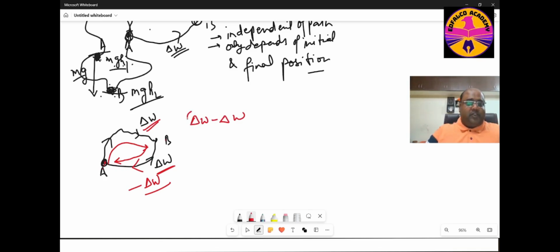What is the total energy that is spent? It is delta W minus delta W, which will make it zero. So that means there is no change of the energy at point A. And therefore, whatever the energy that we define for this point will remain the same, right? And this energy is what we call the potential energy.